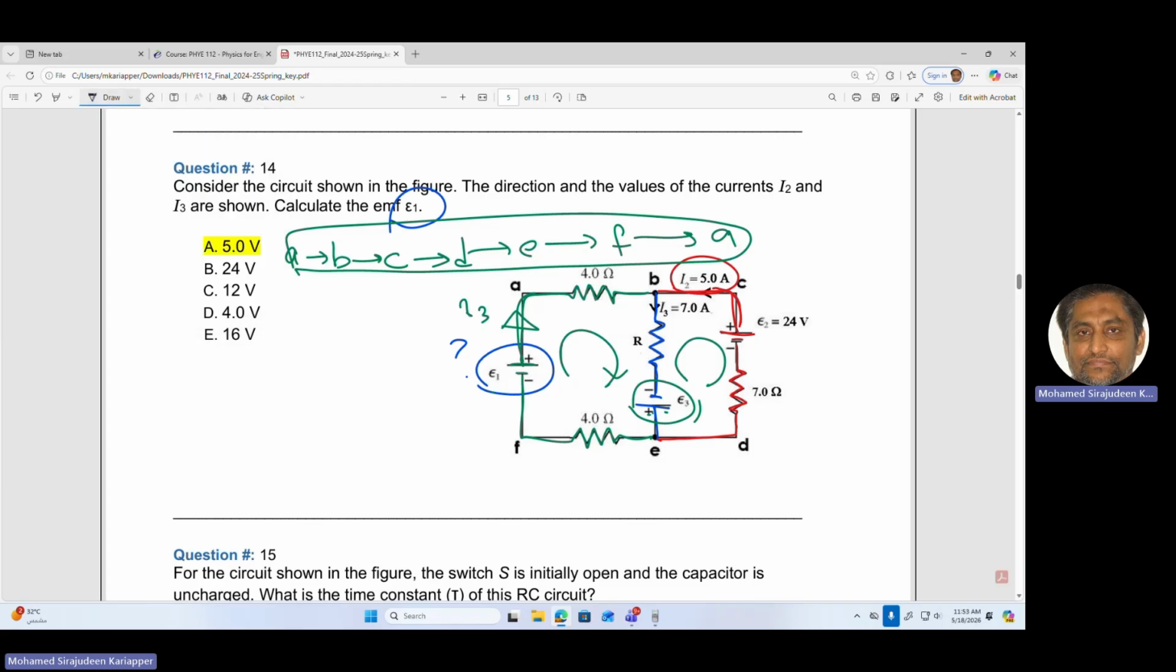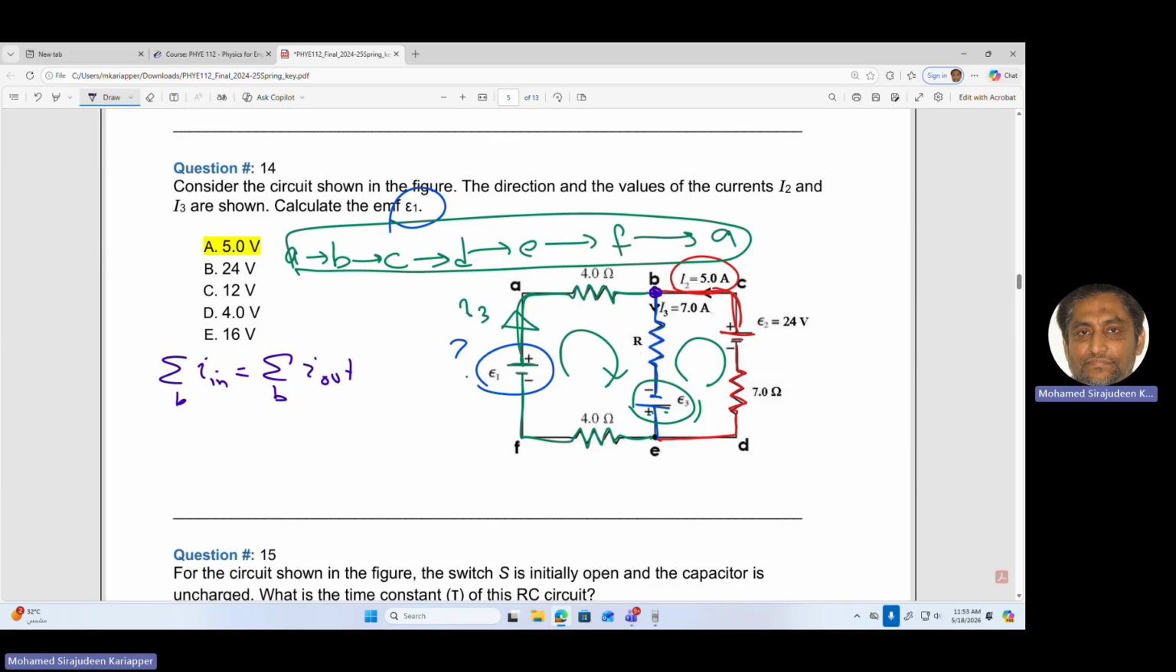First, let's find the I3. Go to this junction. You say the sum of all the current, or you can say current in is equal to current out at the junction B.